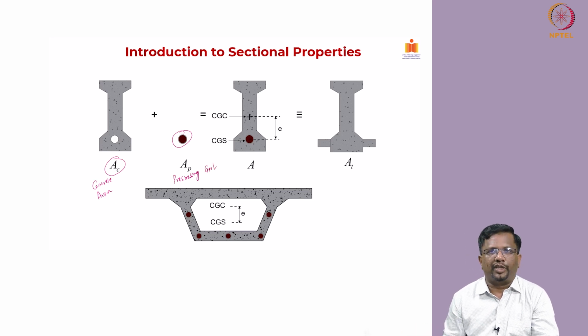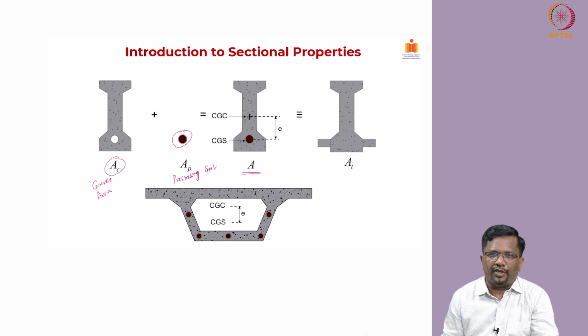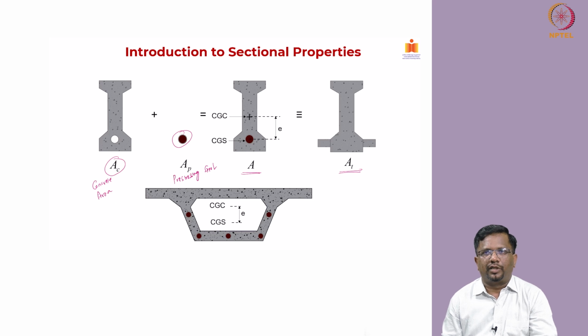Now, AC plus AP will give you the overall area, the entire cross-section area, which we call simply A, right. Now, the modular ratios of the steel and concrete are going to be different. If I convert the steel into an equivalent concrete area, then the total area becomes the transformed sectional area.